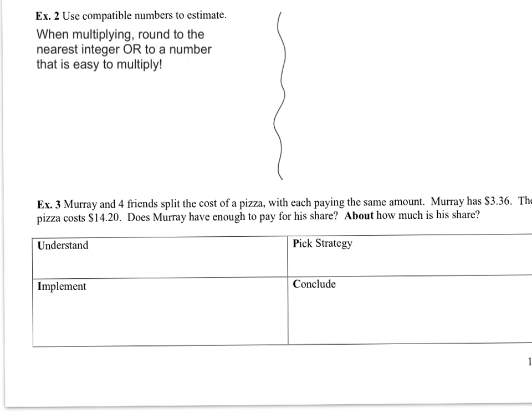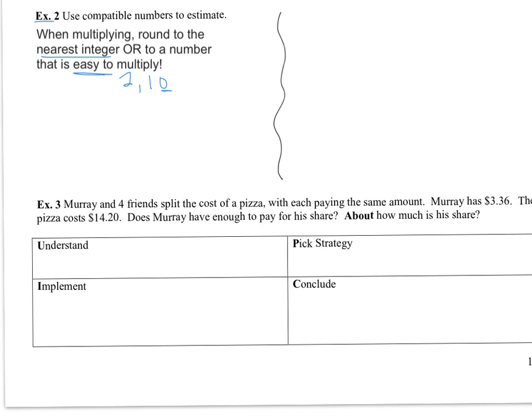Okay, I went ahead and wrote a little note down here that I want you to copy on example 2. I wrote, when multiplying, round to the nearest integer, or if you want to make your life really easy, you can just round to numbers that are easy to multiply. Some numbers that are compatible and easy to multiply are numbers you like to multiply by, like maybe 2, and 10. 10 is a really popular number to multiply by because all you have to do is add a 0. So if it's close to 10, round it to 10.